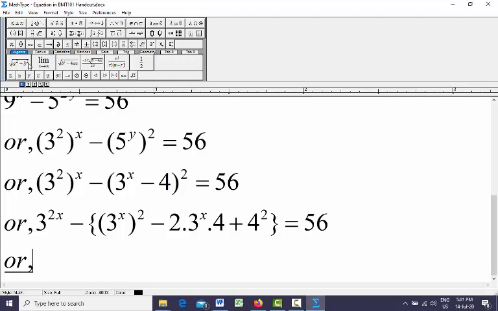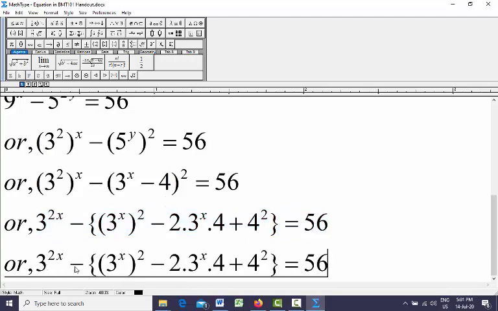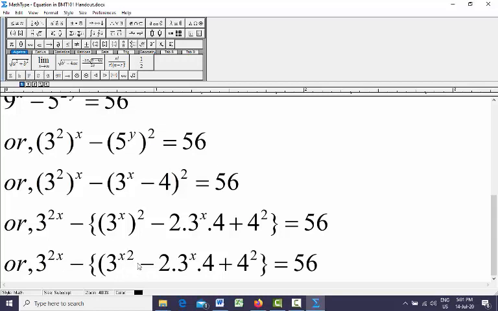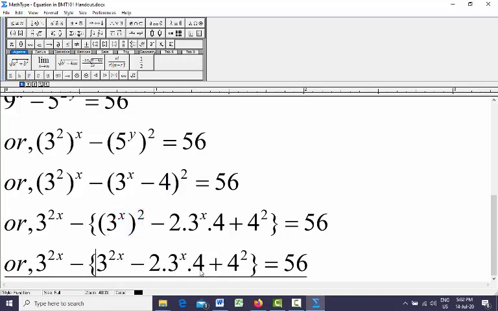Right. So now what we have? This one, you can see we have a power outside and again a power inside. So these two powers will get multiplied by each other. So we will have 3 to the power twice x, and from this one we get 3 to the power 2x minus 4, this 4 multiplied by these 2 is 8.